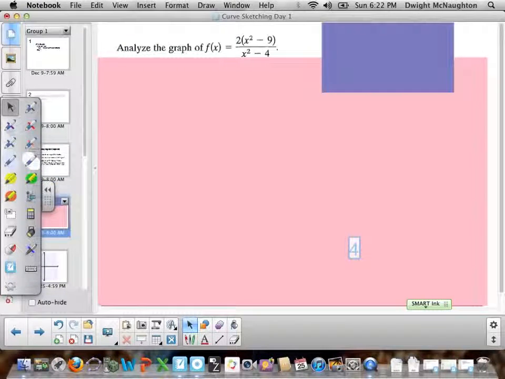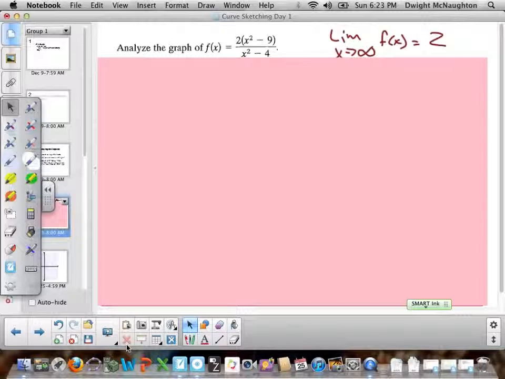So first off, analyze the graph of f of x equals 2 times the quantity x squared minus 9 over x squared minus 4. We're going to look at some asymptotes. What makes the bottom 0 is negative 2 and 2, so those are some vertical asymptotes. We'll let x approach infinity. That will be horizontal asymptotes, and as x approaches infinity, we got horizontal asymptotes at 2.